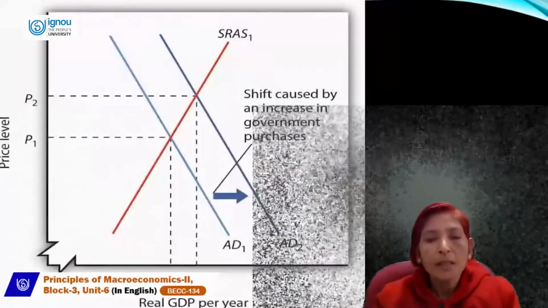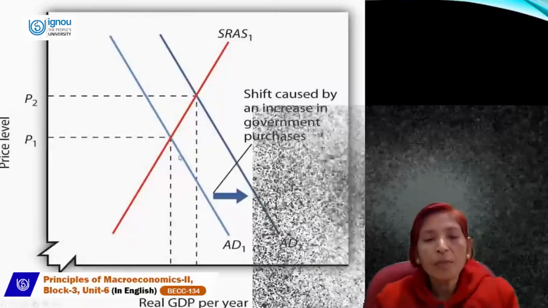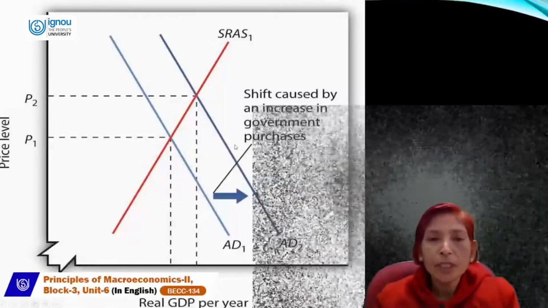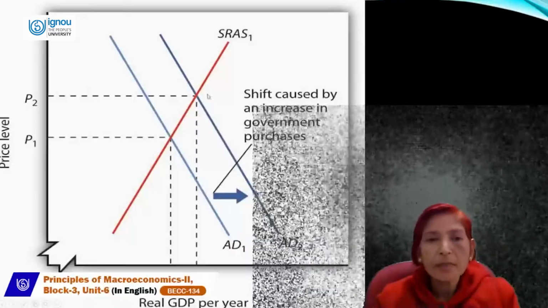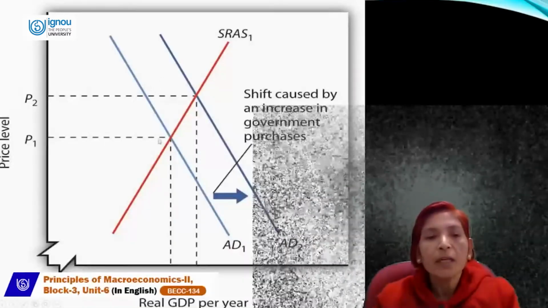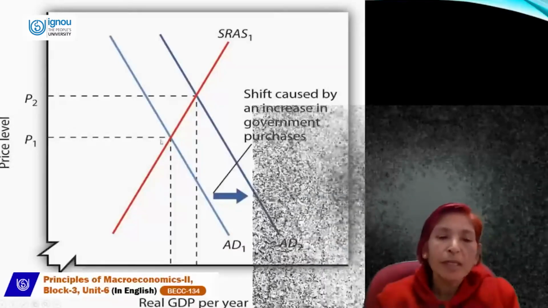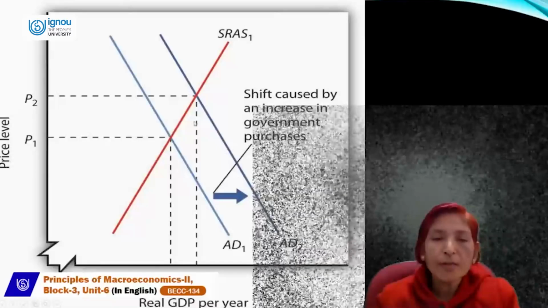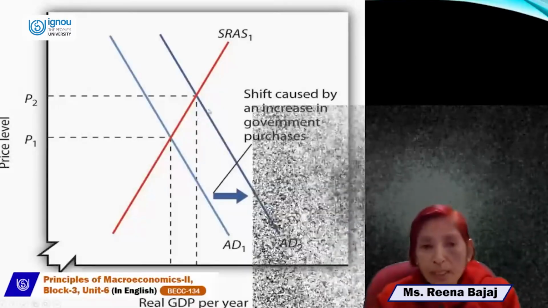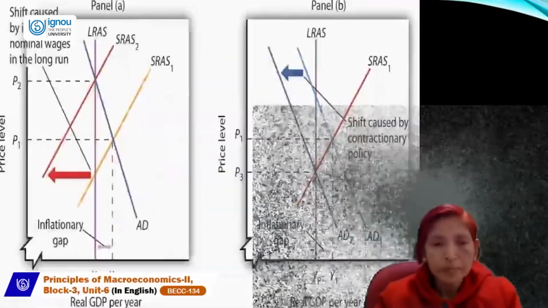Next is the shift caused by an increase in government purchases. If government purchases increase, then the aggregate demand curve will shift to the right hand side, and here we are taking only the SRAS curve and the AD curve. The first equilibrium point is this, and the price level is P1, income level is Y1. If AD shifts due to an increase in government purchases or government expenditure, then price and income both will rise.